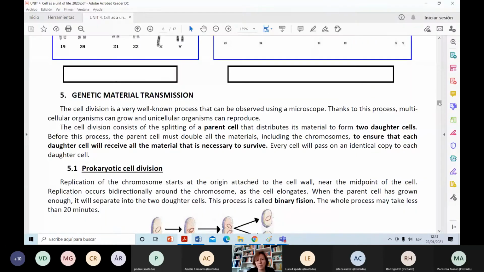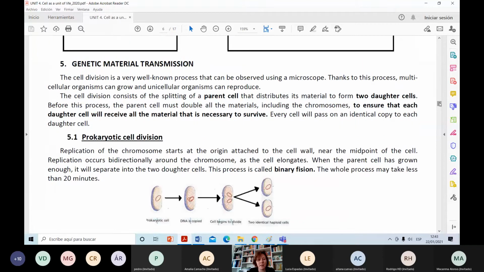Which is the following thing that you've got in this photocopy. Then genetic material transmission is what you've got in your book in page number 36. In page number 36. So that would be the following part. If you see page number 36, do you have the book nearby to see it?